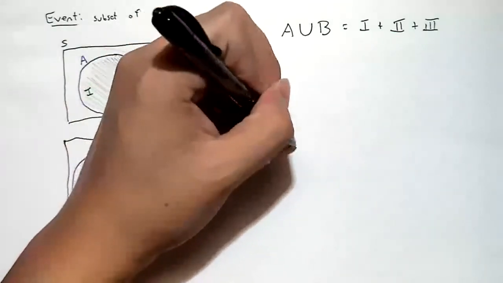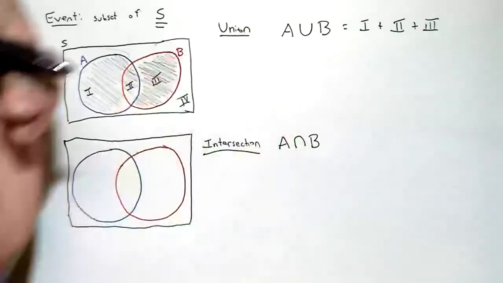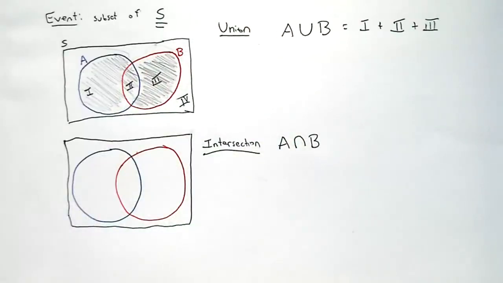The intersection is typically written with a cap. And we just say A cap B. Now the intersection is anything that's in both A and B. Not A or B, but A and B. So in order for something to be part of your intersection, it needs to be in both of these events.